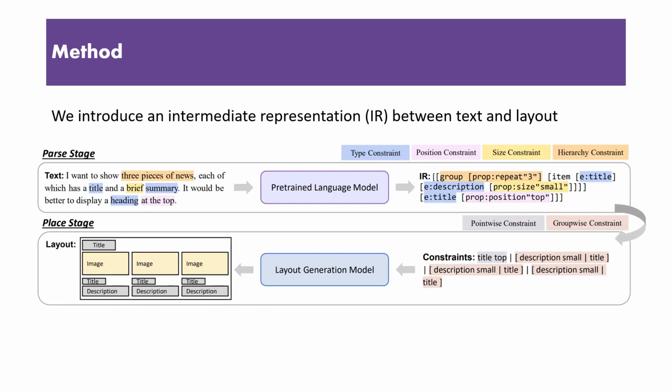Based on our intuition, we introduce an intermediate representation, IR, between text and layout to formally represent diverse layout constraints, such as element type, size, and hierarchy. By introducing IR, our approach decomposes text-to-layout into two stages, parse stage and place stage.